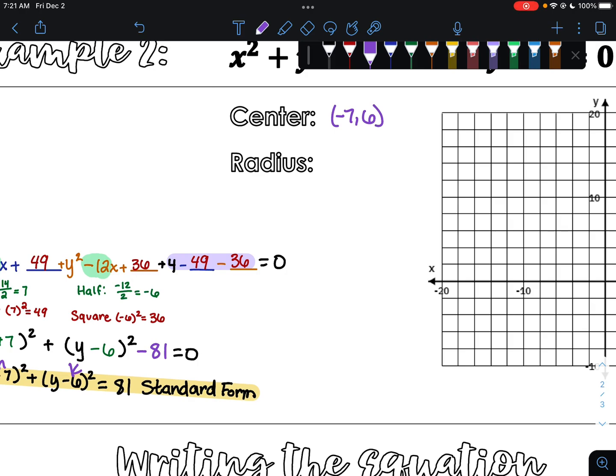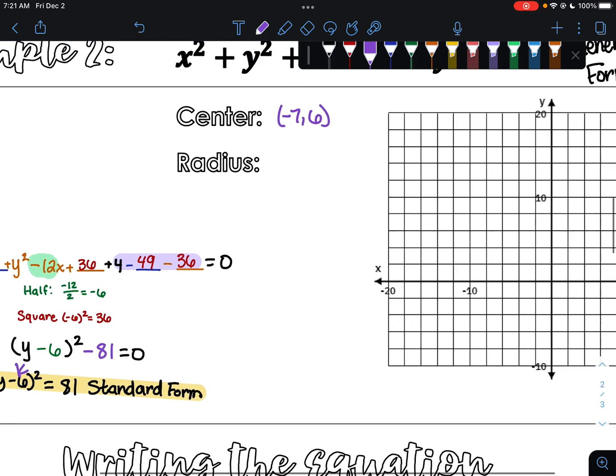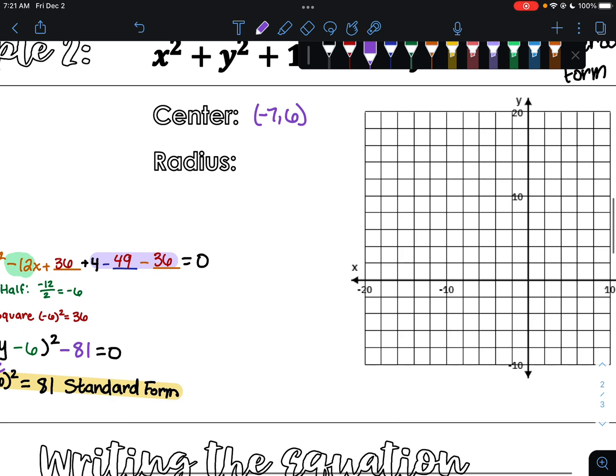I'm going to plot that on my graph. Please be careful because the graph is going by twos. So 2, 4, 6, 7, and then up 2, 4, 6. So it should be right there. My radius is going to be the square root of 81. So the square root of 81 is 9.